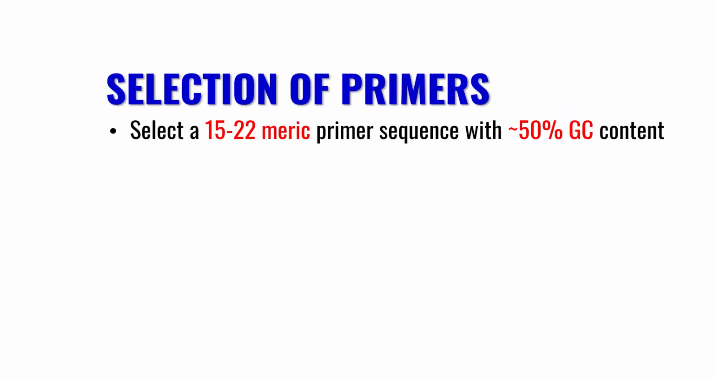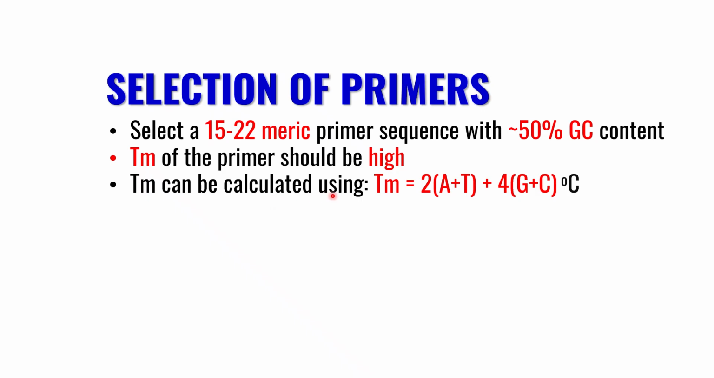For a successful outcome and successful experimentation, the following criteria should be observed while designing the primer. The first one is to select a 15 to 22 nucleotide primer sequence having approximately 50% GC content. The Tm of these primers should be high. Tm can be calculated using this formula: Tm is equal to 2 times the number of A and T plus 4 times the number of C and G together.